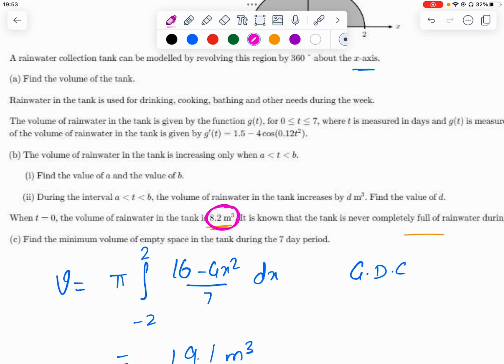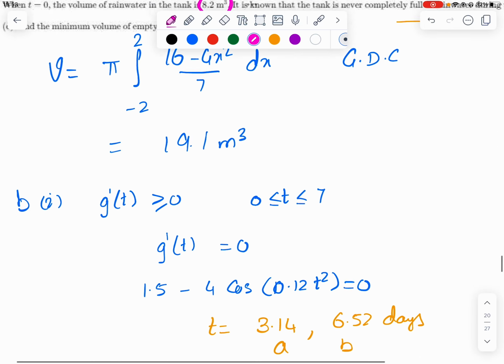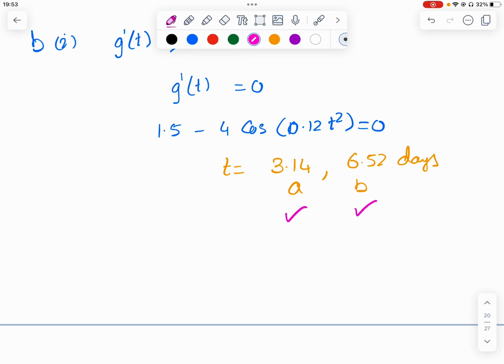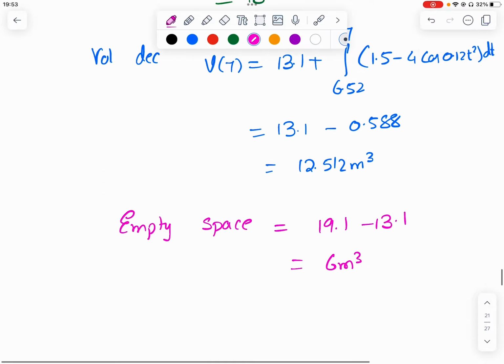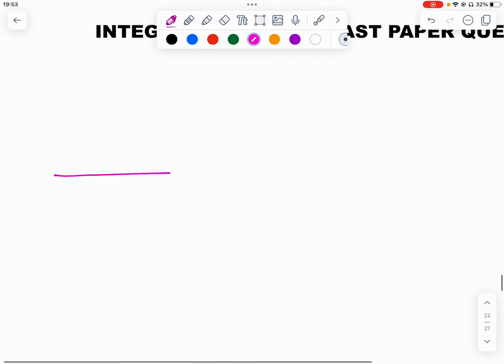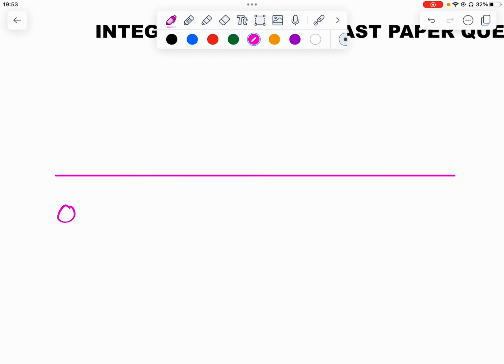Then we know that between A and B, the rainwater is increasing, only between A and B. What was the A value? 3.14, and the B value is 6.52. So on a span of 0 to 7, it is increasing between these two limits, 3.14 and 6.52.